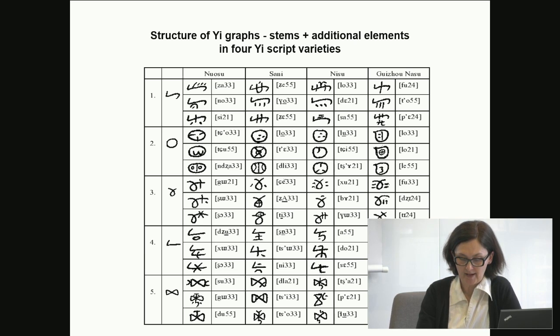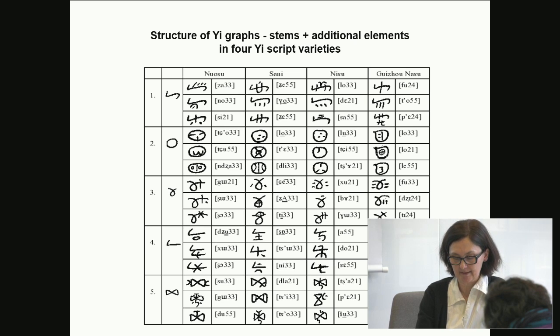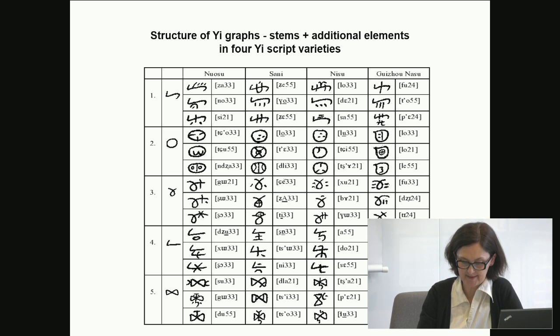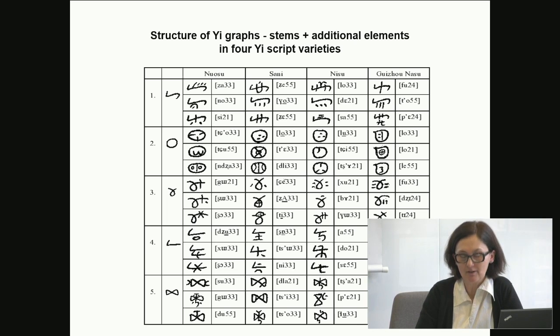So among thousands of graphs which make up the signary of different varieties of the Yi writing, there are a number of graphs common to all varieties. Those graphs I call corresponding or common signs. The forms of graphs considered as corresponding are homographic or near homographic, as they might differ slightly in their shape with respect to the features typical of a given script.